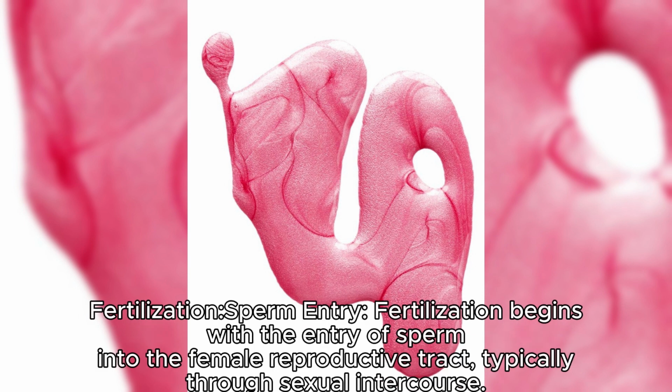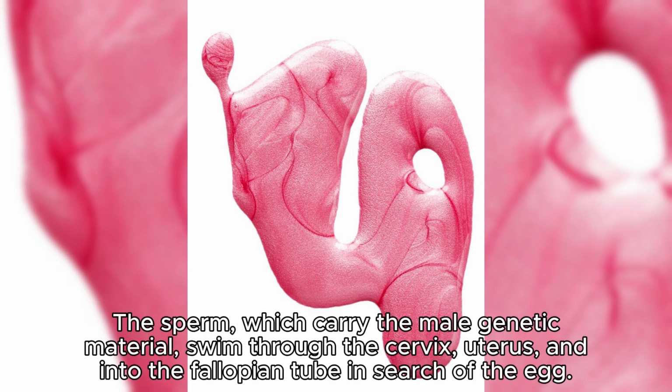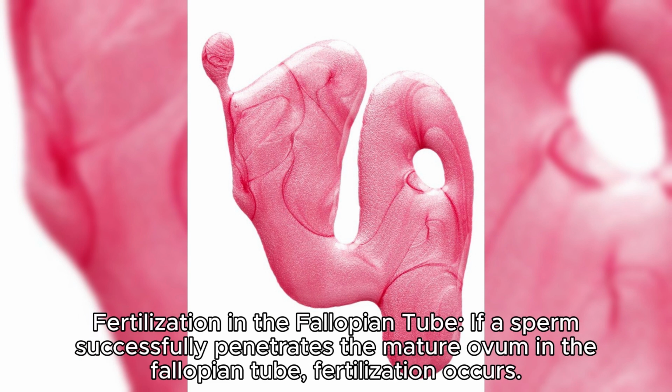Fertilization. Sperm entry. Fertilization begins with the entry of sperm into the female reproductive tract, typically through sexual intercourse. The sperm, which carry the male genetic material, swim through the cervix, uterus, and into the fallopian tube in search of the egg.